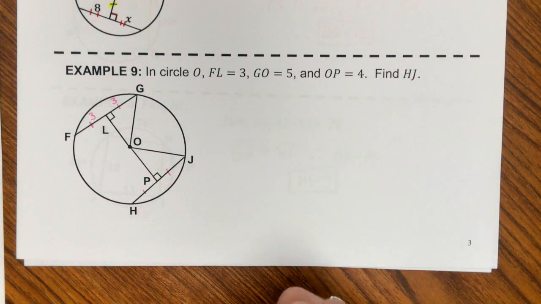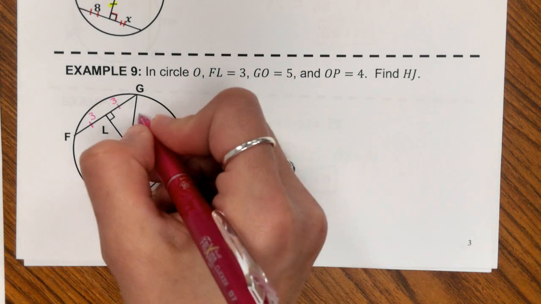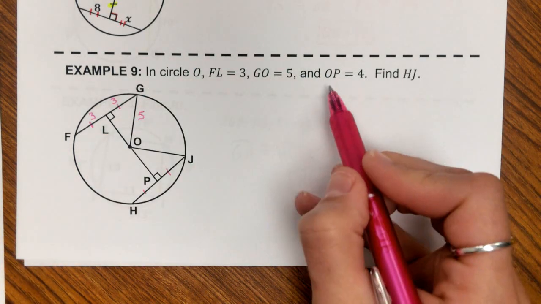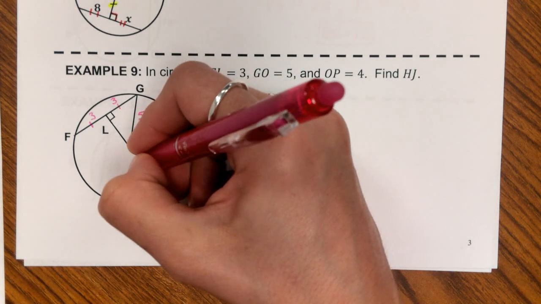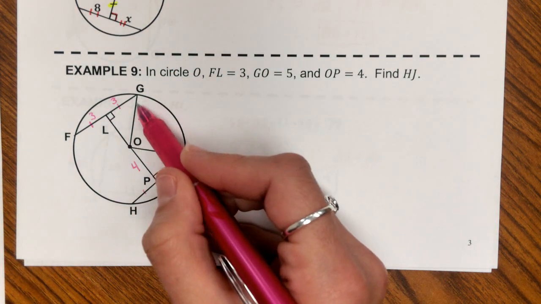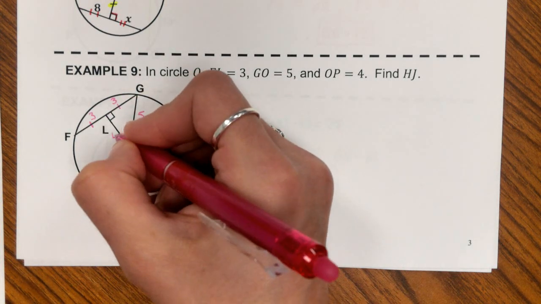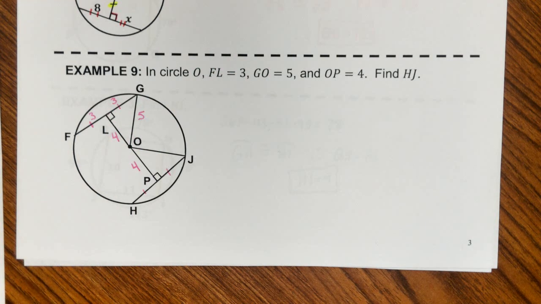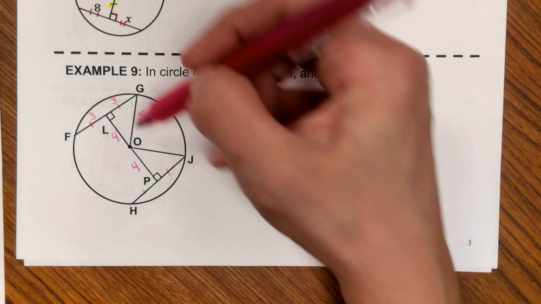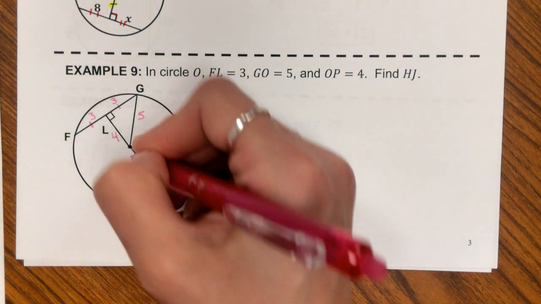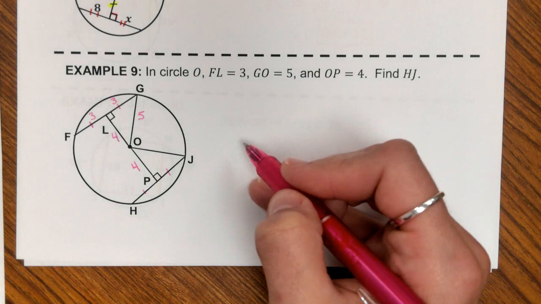GO is 5. So I'm going to go from G to O. This guy will be 5. And then OP, O to P is 4. Now if you use the Pythagorean Theorem over here, you're going to find out this is your 3, 4, 5 triple. That means this LO will also be 4. So since these two chords, FG and HJ, are the exact same distance, 4 units from that center, the entire chords will also be the same.